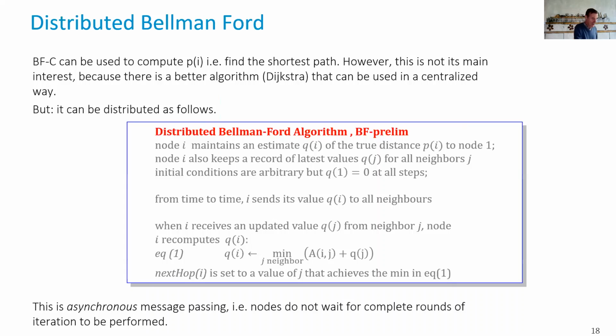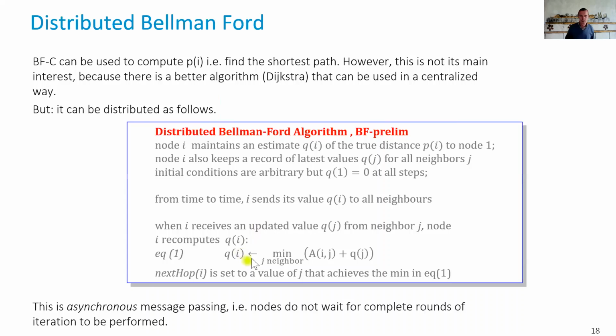Because if we change the initial conditions, that's very similar to what happens if we distribute Bellman-Ford. So Bellman-Ford can be used in a distributed way in the following way. So that's a preliminary version. That's not the one you find in most distance vector routing protocols. Some do it, but most don't. I call it, therefore, Bellman-Ford prelim.